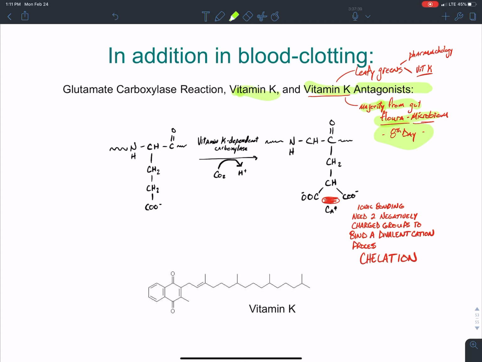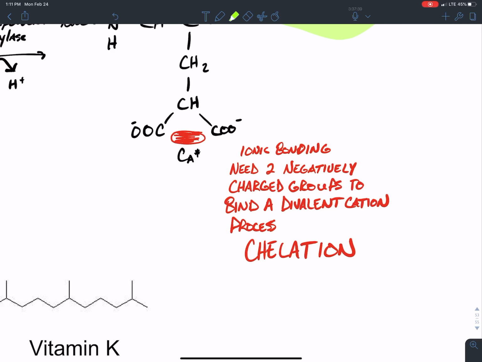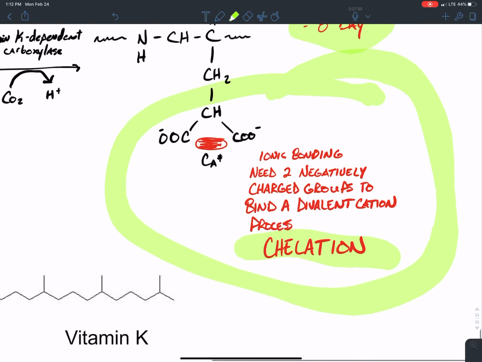Now, we had an image where we talked about ionic bonding, needing 2 negatively charged groups to bind a divalent cation. The process is called chelation. This I don't know much about. I'm going to need to ask questions.